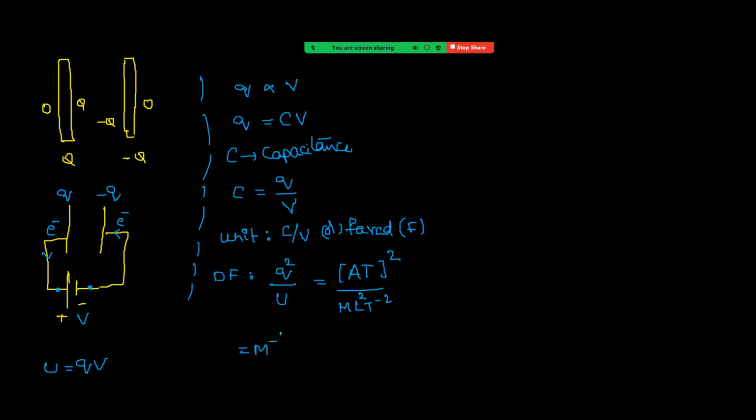It is M power minus 1, L power minus 2, T square, T power minus 2. It becomes T power 4 A square. That is now the dimensional formula.